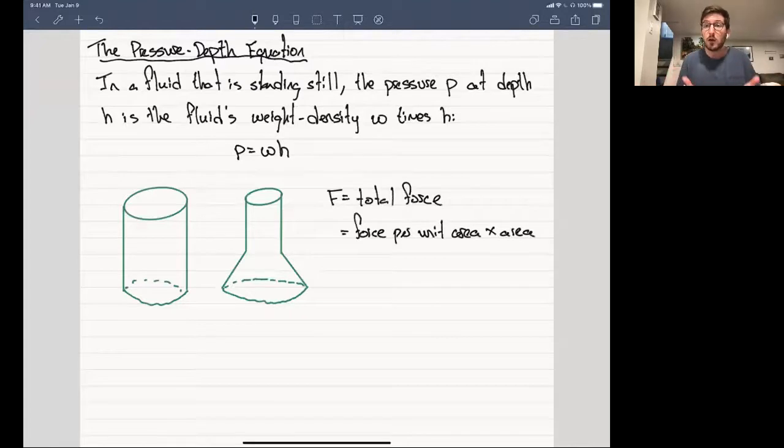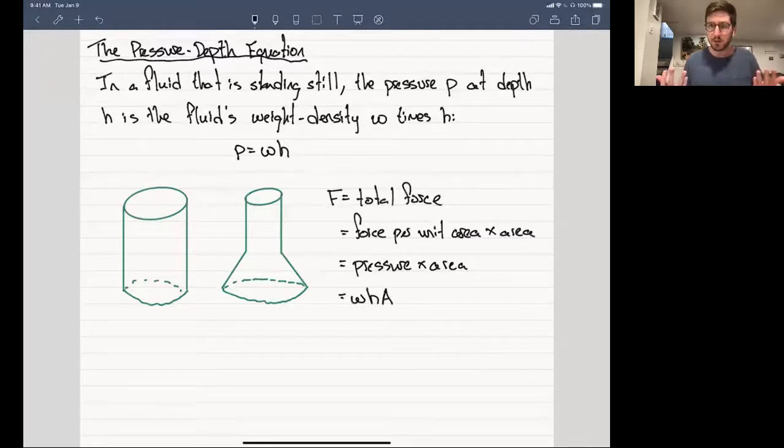So if you don't believe me, go back to the olive oil example from the previous video. That's exactly what we did. So this is the pressure times the area, which from our previous formula is going to be WH, that's the pressure, and then times the area.